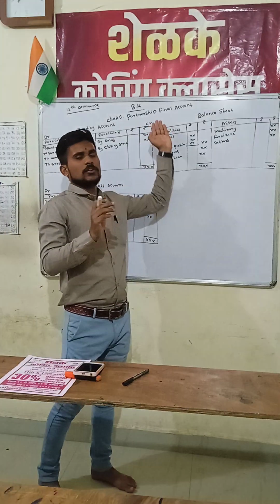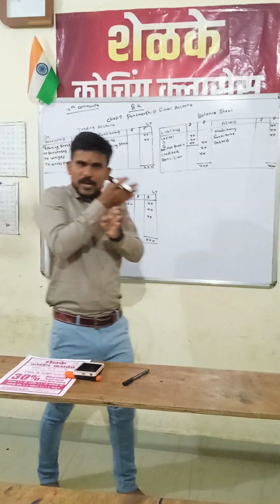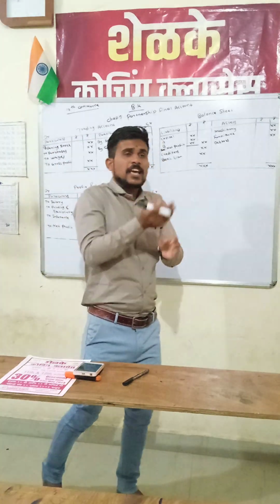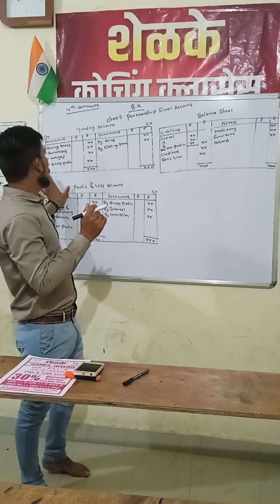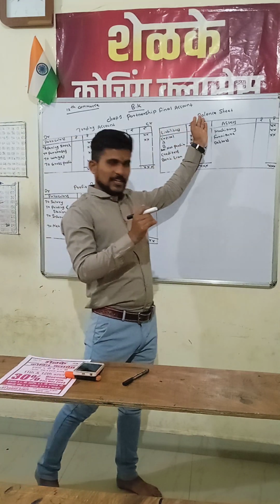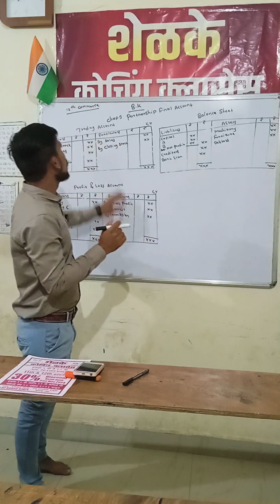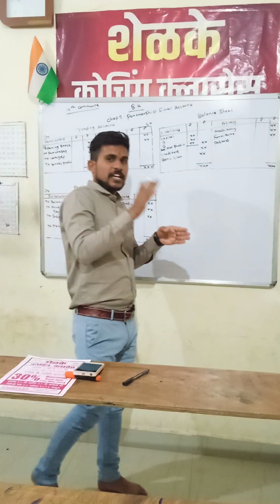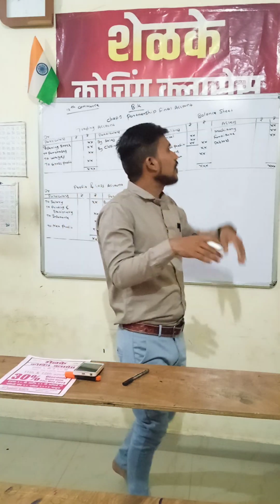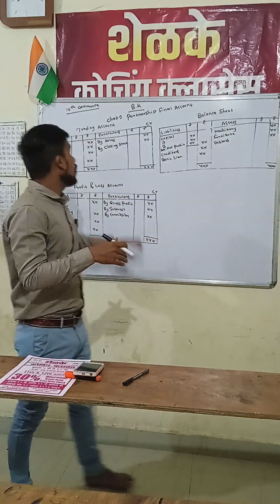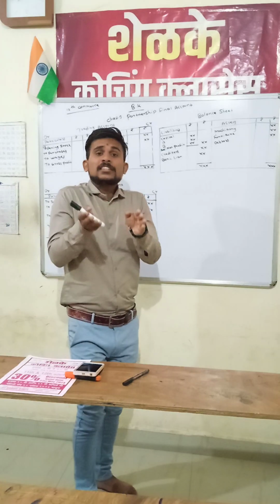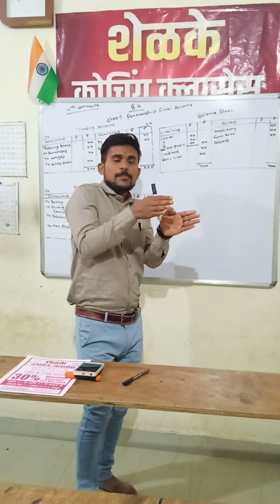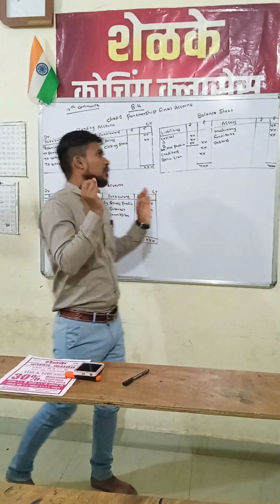Now, final account. The final account is prepared on the annual basis. In that final account, we will prepare trading account, profit and loss account and balance sheet, right? Now, which items are included in the trading account, profit and loss account and the balance sheet, right? Now, first one is your trading account. In that trading account, the items directly related to the production are to be recorded, right?